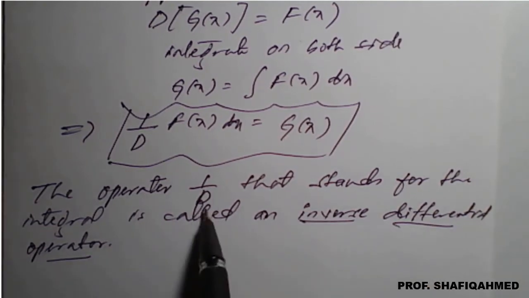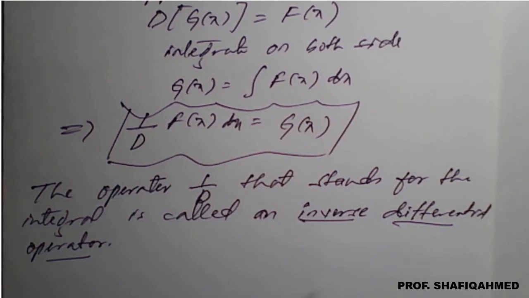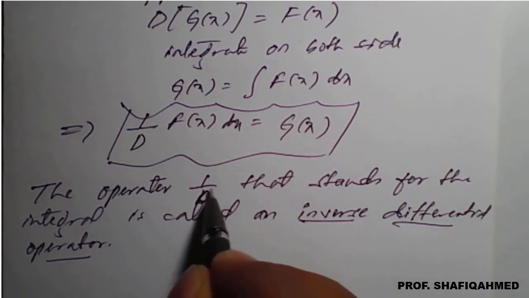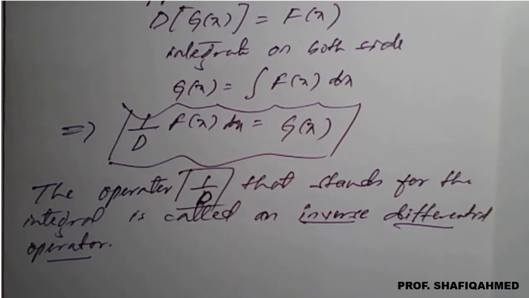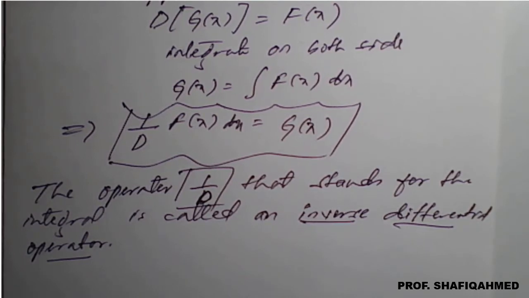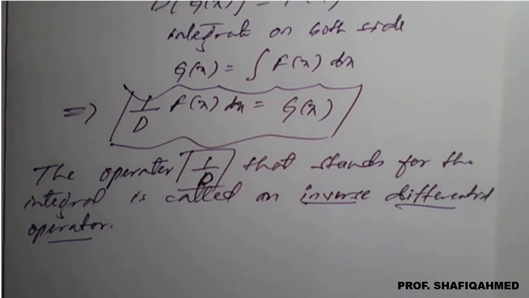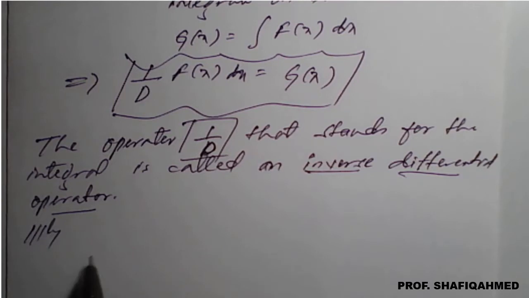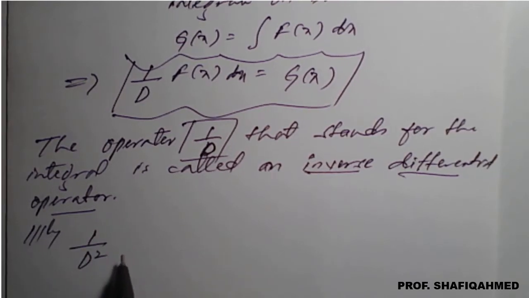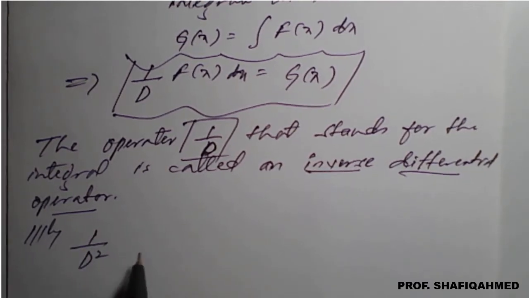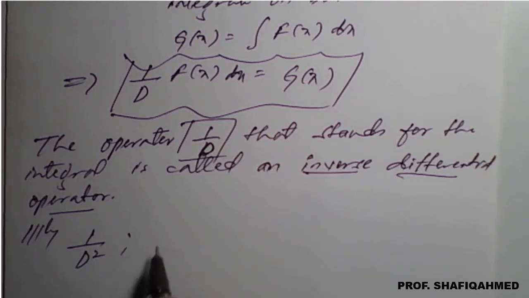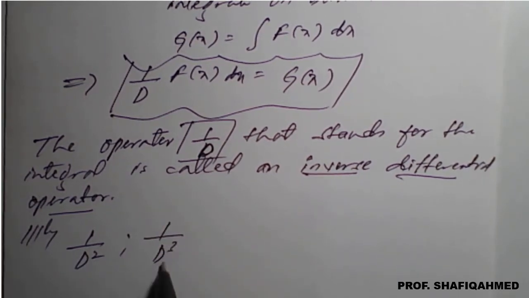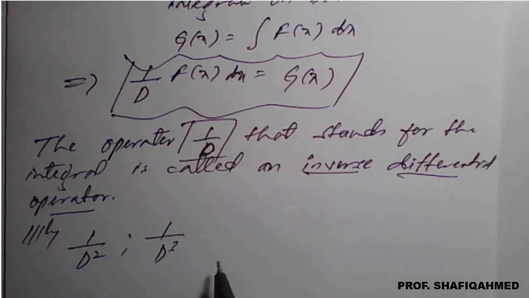So 1 upon D stands for what here? Inverse differential operator. You have to remember, this is 1 upon D, the inverse differential operator. So 1 upon D is nothing but one time integration. Similarly, 1 upon D square is nothing but 2 times integration. 1 upon D cube is nothing but 3 times integration.